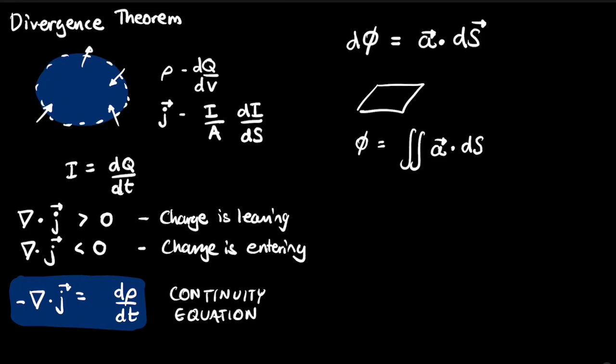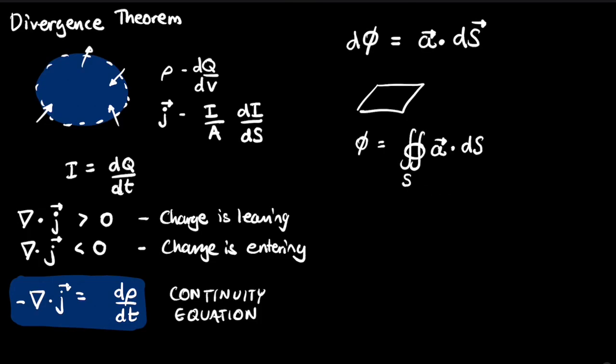integrated throughout this entire surface. Now, we actually write a little ring around these two integrals, and this shows that it is a closed surface. This surface has to be closed. It cannot be an open surface. It must be a closed surface. And the total flux that is going through a closed surface is given by this right here.